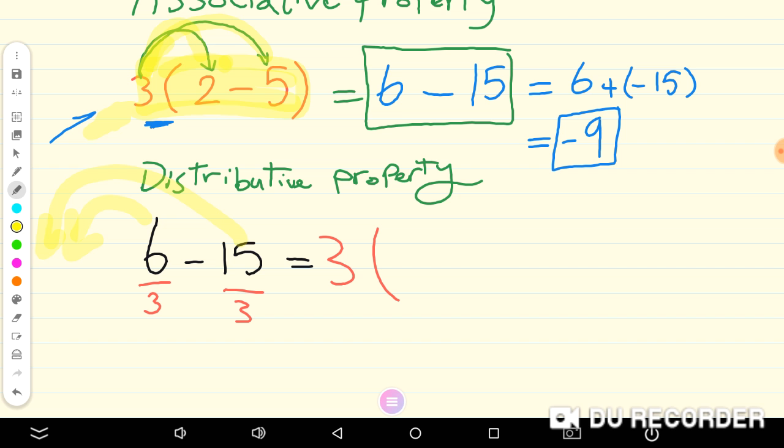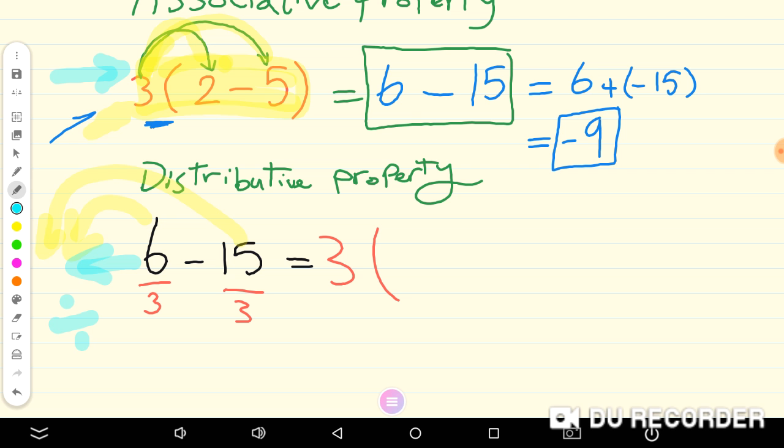In the first one, we started with multiplying. So in the second one, we'll do the opposite: divide. So we will take 3 as a divide. Why did you choose 3? Because 6 is in the times table of 3, and 15 is also in the times table of 3. So I choose 3 as a common factor for 6 and for 15.